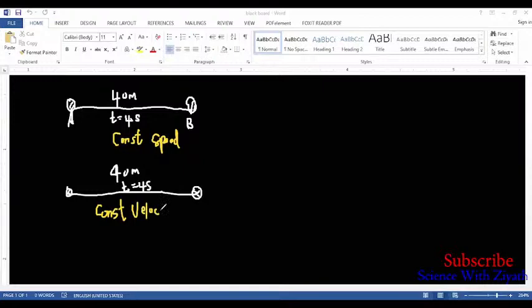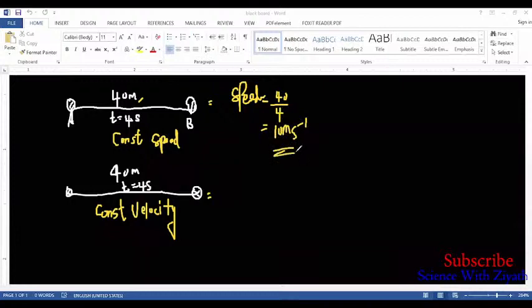Look, since both are going in the same direction, both will give the same value. If they ask here for speed, what's the answer? Distance 40 over time 4, what's the answer? 40 over 4 is 10 ms minus 1. Here it goes in one direction only, the same direction.